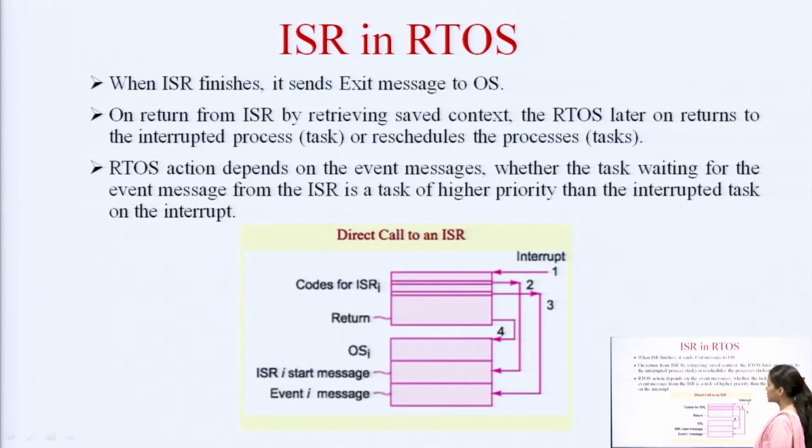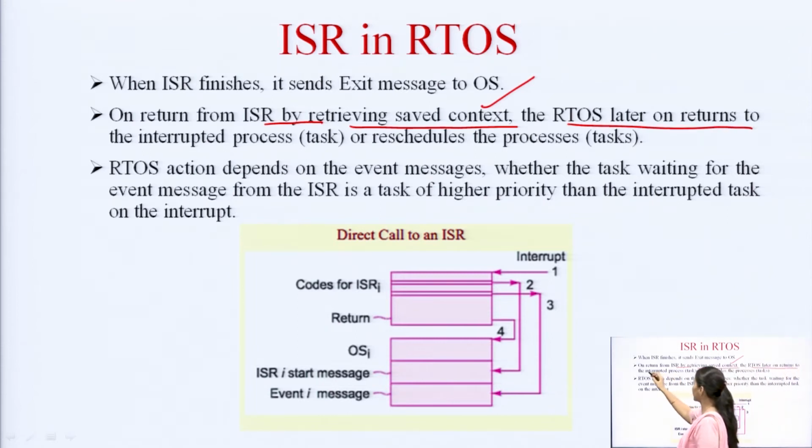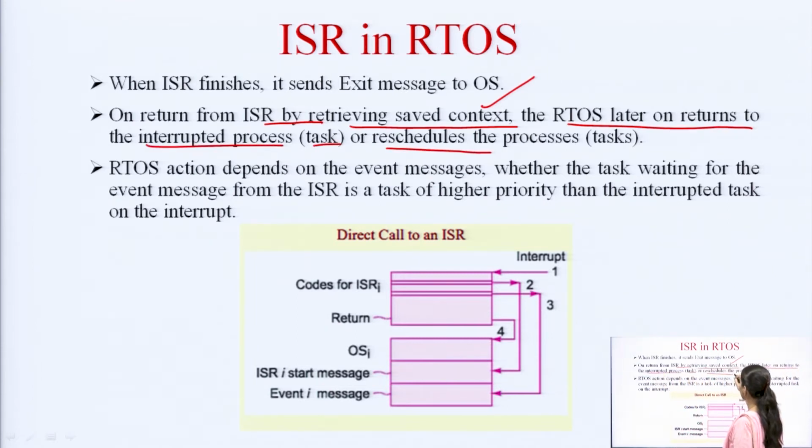So, when the ISR finishes, it sends the exit message to the operating system. So, on return from the ISR, the saved context is retrieved. Whenever we go from the main program to the interrupt service routine, the context of the previous program is stored somewhere. So, the saved contexts are retrieved. The RTOS later on returns to the interrupted process, that is the task, or reschedules the processes or tasks. So, it will return to the main program, it will reschedule again for the newer processes to take place.